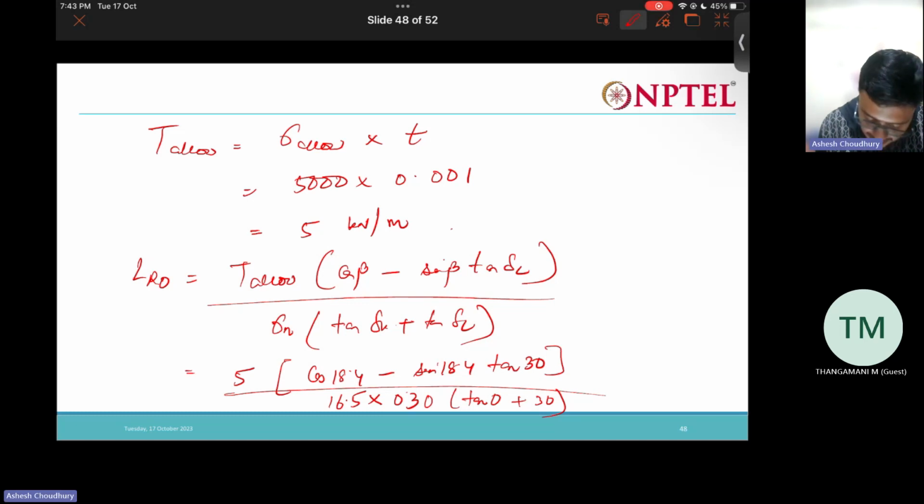So why are we taking this upper tan delta U? Tan delta U is 0. That is because the upper soil is thin. Thin layer of soil, just thin layer of soil. That's why delta U they are taking as 0. Comes out as 1.34.